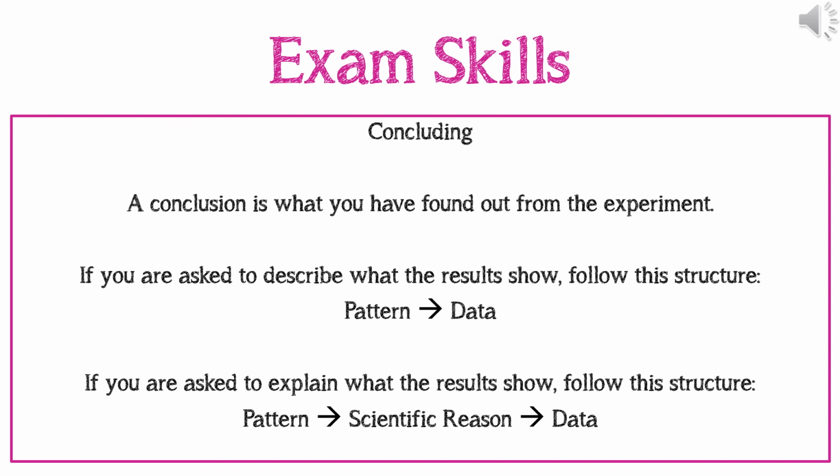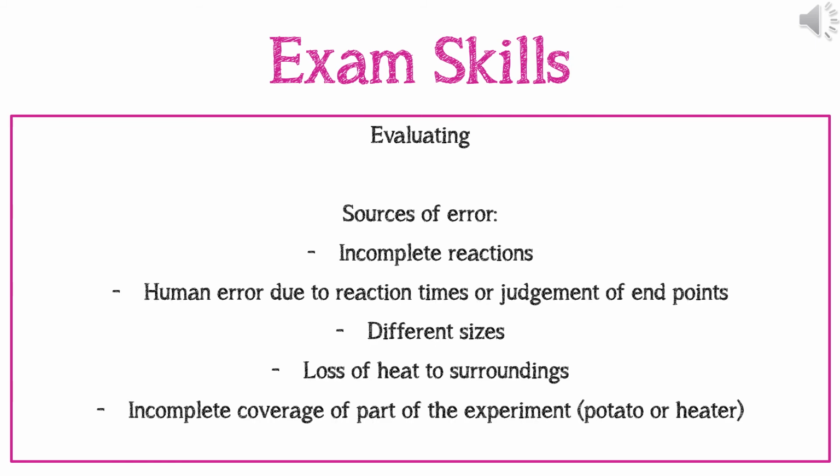If it's an explain question, so if they say explain what the results show, then we follow the initial part. We say what we see with the pattern first of all, but we then need to say why using scientific information. So that's our scientific knowledge coming in here, hopefully. So it's the pattern, the scientific reason for it, and then back it up with data as well. So remember, describe: say what you see, backed up with data. Explain: say what you see, say why it happens using science, and back it up with some data.